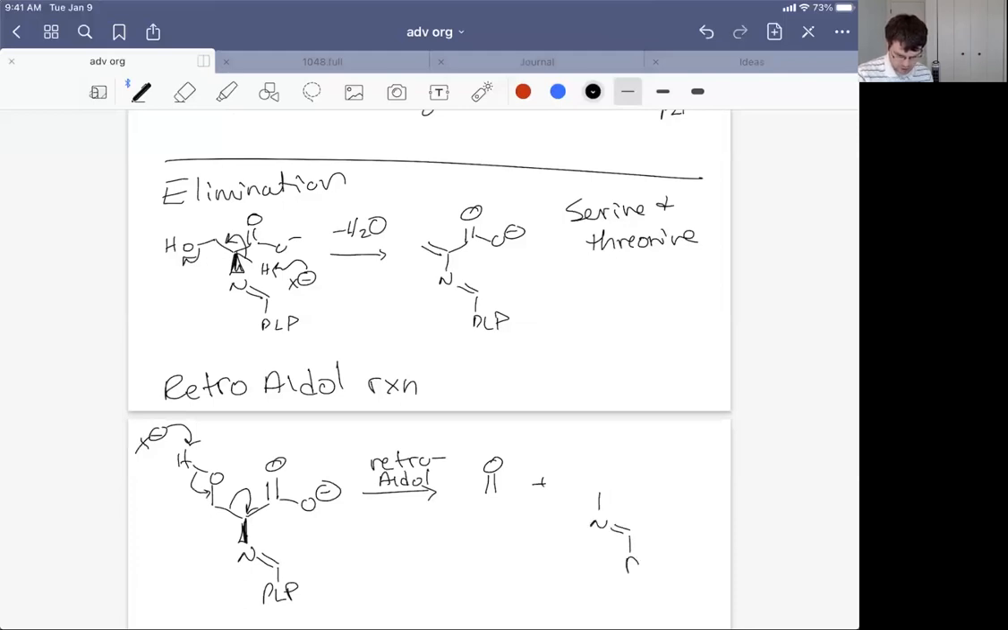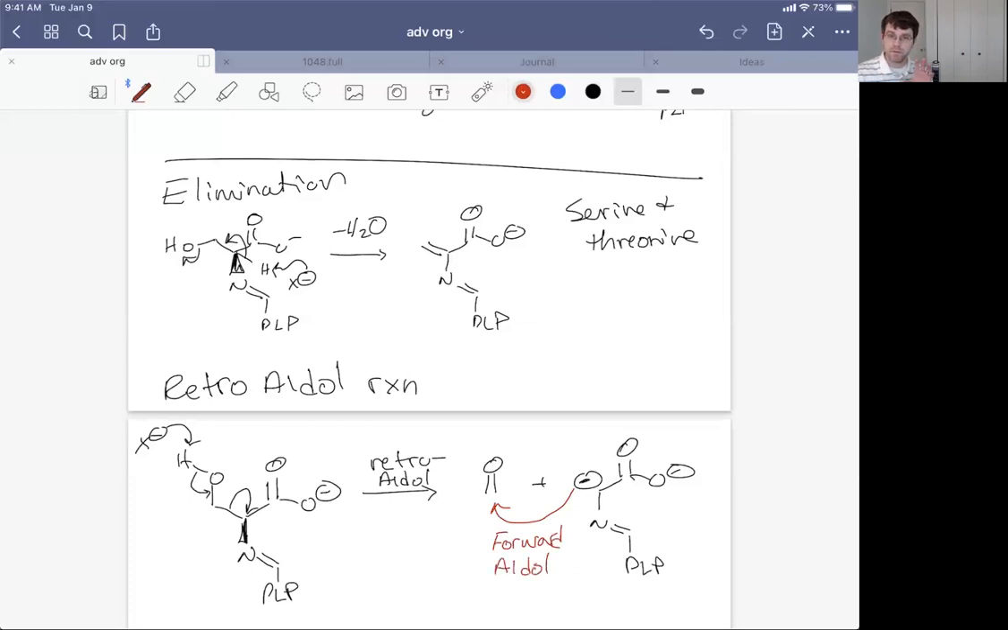Still have our amine bound to PLP. The negative charge at the alpha position is stabilized because the amino acid is bound to PLP. But if we look, that negative charge is just the structure of an enolate. So this is called a retroaldol reaction because the forward aldol would be addition of an alpha position, addition of an enolate to a carbonyl. So this would be the forward or the typical aldol reaction.